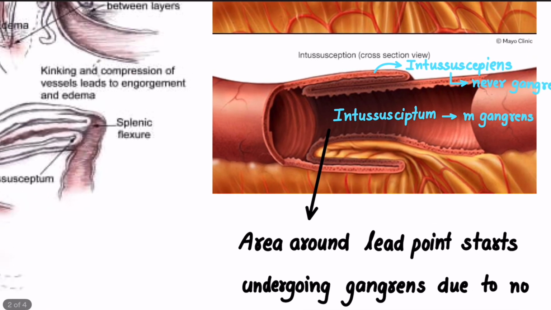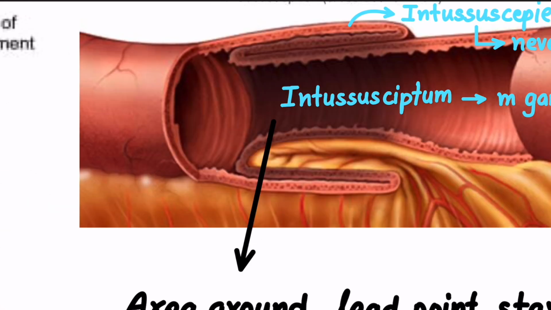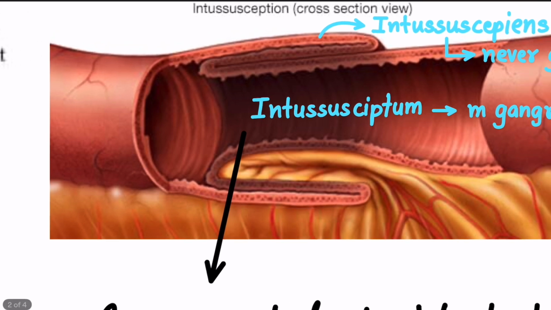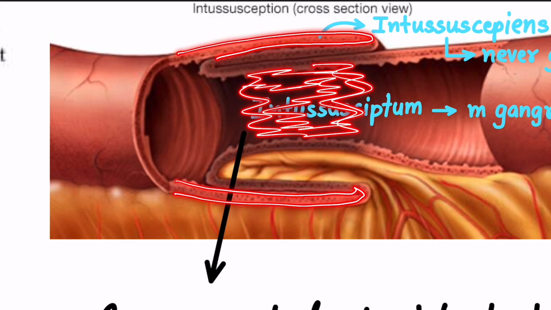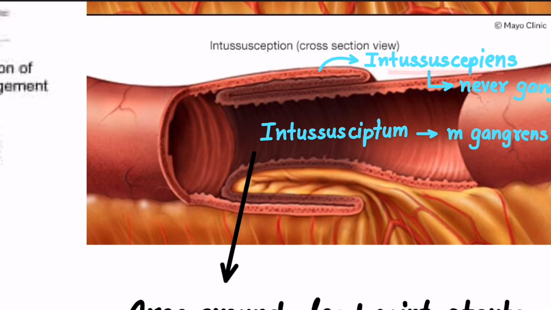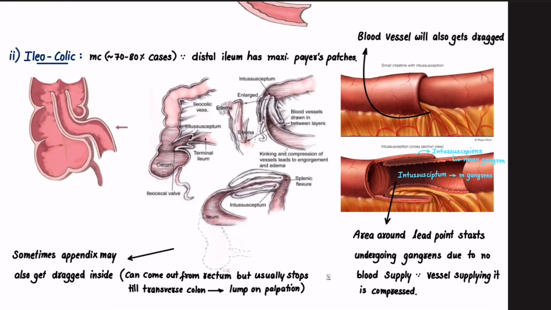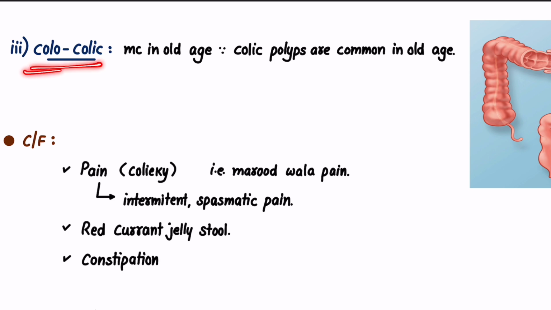So now here comes the interesting point. Intussusceptum, that is the part which is invaginated, will undergo gangrene. But the intussuscipiens, which is the covering of the invagination from the outside, will not undergo gangrene development. You can clearly see this is the darker part, which means gangrene formation has already started, and the outer layer is healthy because it is constantly supplied by blood vessels. So intussuscipiens won't undergo gangrene formation, but intussusceptum will, due to compression of the blood vessels, leading to no blood supply.